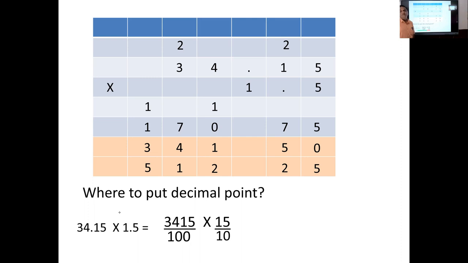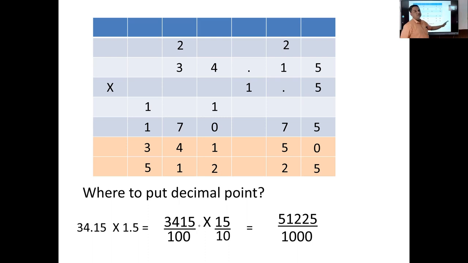Now again, we reduce this multiplication of decimal numbers to the multiplication of fractions. As usual, we know that in the multiplication of fractions, we multiply numerator with numerator and denominator with denominator. So now we are going to multiply 3415 with 15 and 100 with 10. After multiplication, the product of 3415 by 15 we get 51,225, and 100 multiplied with 10, we get 1000. Now you can see that we have denominator as 1000.